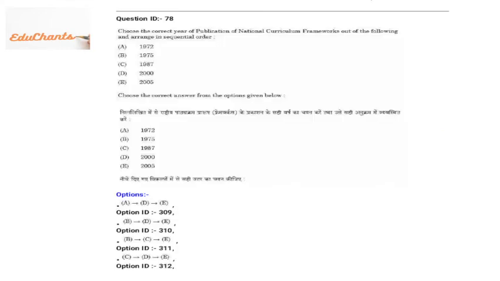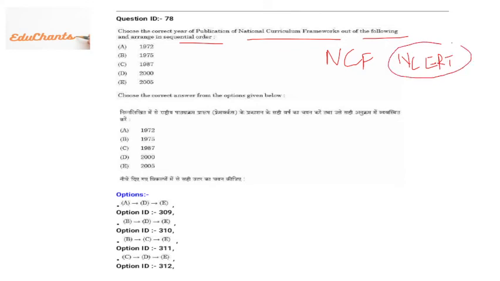Next question. Choose the correct year of publication of NCF out of the following sequence. Now see, NCF, National Curriculum Framework, is prepared by NCERT, the National Council of Educational Research and Training. Till now, we have 4 NCFs, starting from 1975, then 1988, then 2000, then 2005. So you have to order them. Definitely first is B, then D, 2000, then E. B, D, E is the correct option, that is B. B will be the right answer.